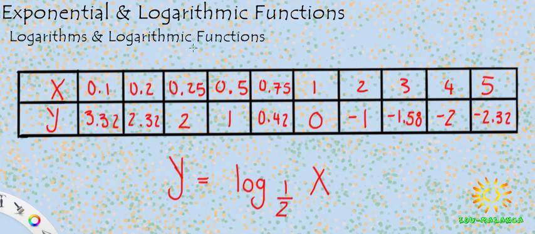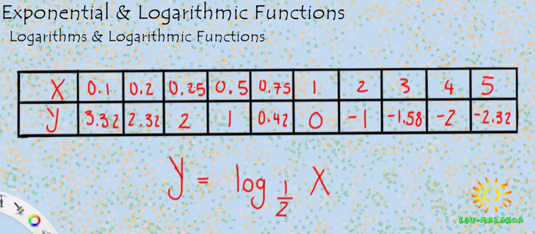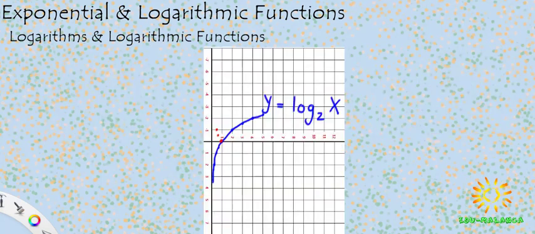Let's draw these values. We'll start with the 0.5. When x was 0.5, you had 1. And when x was 0.75, you had 0.42. So somewhere about here. When x is 0.25, y is equal to 2. And when it's 0.2, we have 2.32. Okay, let's draw that value as well.